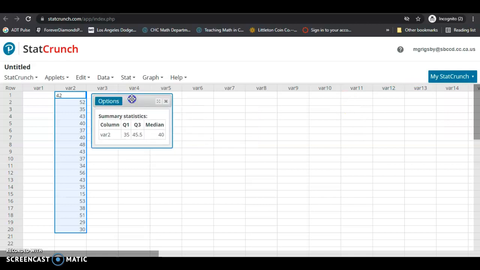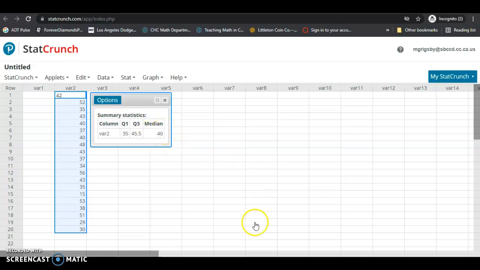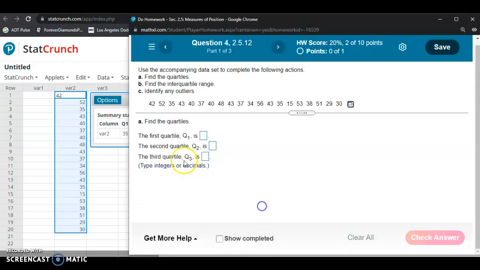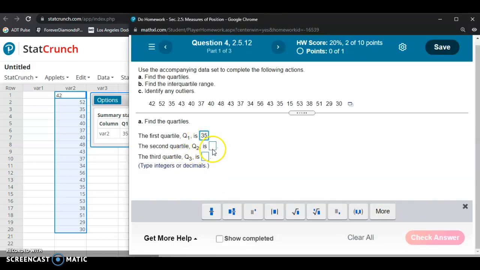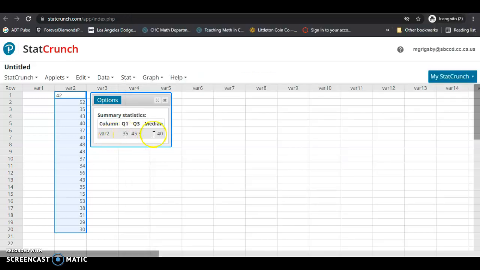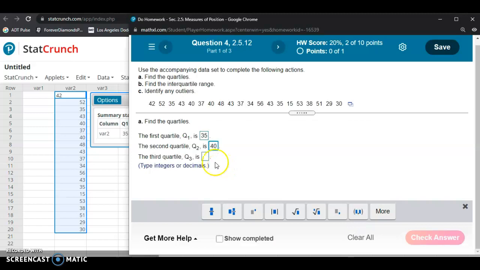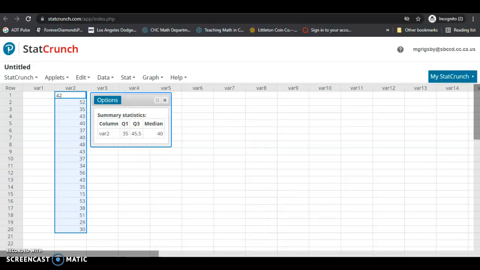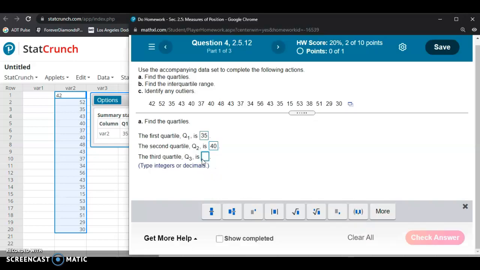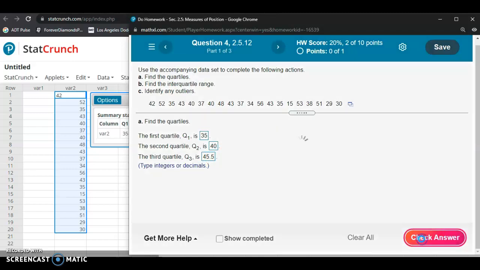Okay, so for the data stored in the column var2, the first quartile is 35, the third quartile is 45.5, and then the median is 40. That's the second quartile. So Q1 is equal to 35. The second quartile, or the median, is equal to 40. And lastly, the third quartile is equal to 45.5. All right, let's go ahead and check our answers.